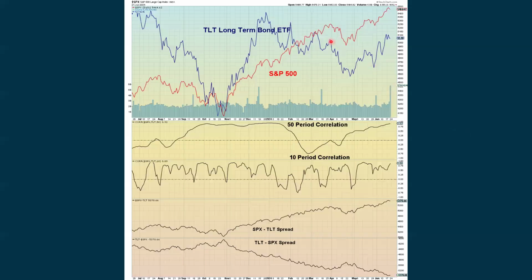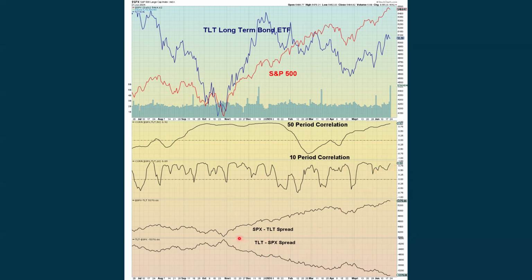Then we look at the long-term bond ETF, which is in blue, and we look at the S&P 500, which is in red. We look at the long-term correlation. Now, this is the long-term bond based on price. And we're seeing that from a long-term perspective, their correlation is pretty strong. They're usually going up or down together. And also the shorter term 10-period correlation is also getting stronger as well.